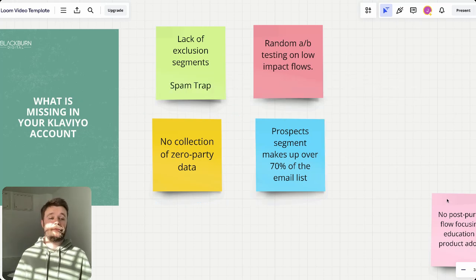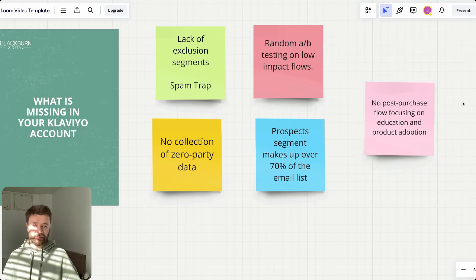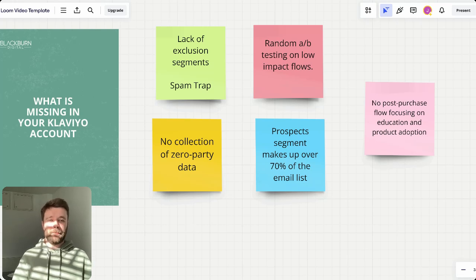And number 5, no post-purchase flow focusing on education and product adoption. Now, what do I mean by that? It's very common practice, or a lot of people think, that if someone's ordered, the best thing to do is send them a post-purchase email straight away, offering them 20% on their next order. In a lot of cases, that isn't actually helping them get the most value out of the product they've just bought.